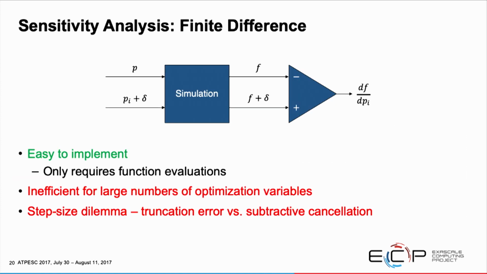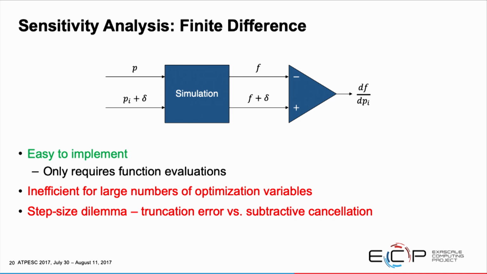So the finite difference method, very straightforward. Perturb the inputs one by one, get the outputs, central difference, forward difference, whatever you want to use. Very easy to implement. You only need the PDE solution and the function evaluation. It scales very poorly with the number of optimization variables, and there's the step-size dilemma issue.